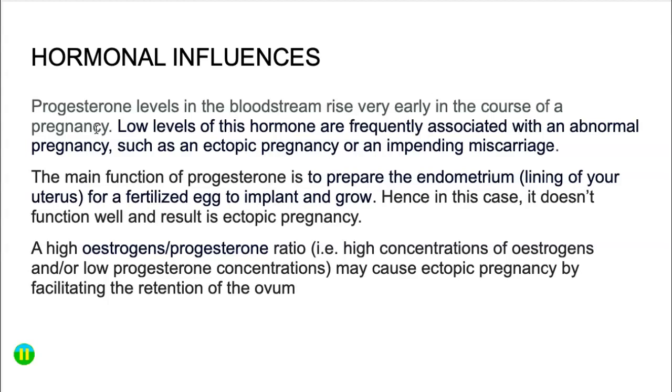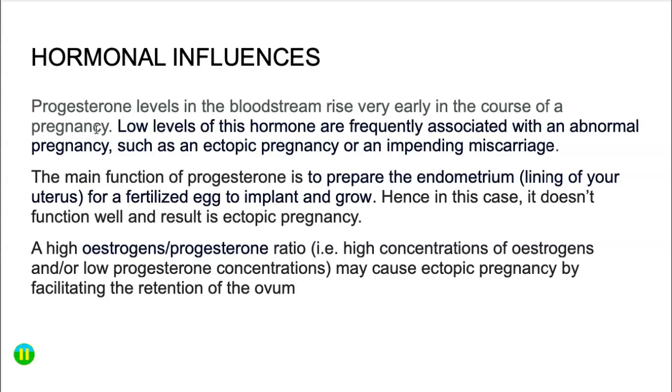And the main function of progesterone, as we all know, is to prepare the endometrium, which is the lining of the uterus, for a fertilized egg to implant and grow, for the baby to grow. Precisely. Hence, in this case, it doesn't function well, and the result is an ectopic pregnancy. Now, a very high estrogen to progesterone ratio, that is a high concentration of estrogens and a low progesterone concentration, causes ectopic pregnancy as well.